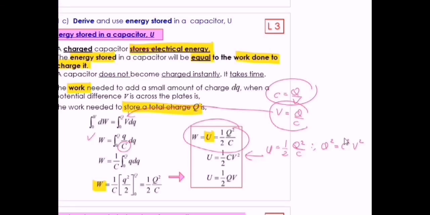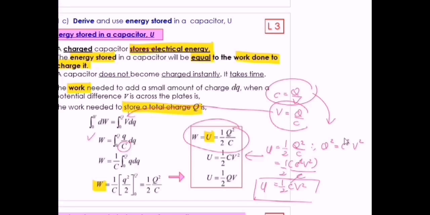Since we have Q squared now, we substitute it into the equation. So we know Q squared is C squared multiplied by V squared, over C. And then this capacitance C would cancel one power, and we would be left with U equals 1 over 2 C V squared. So this is another equation for energy stored in capacitors.